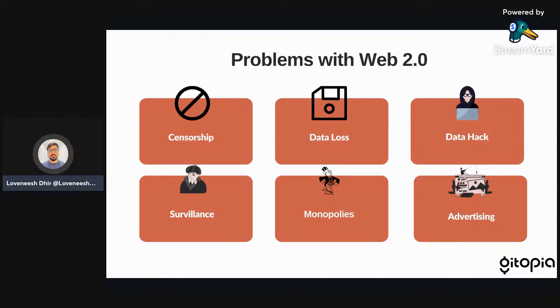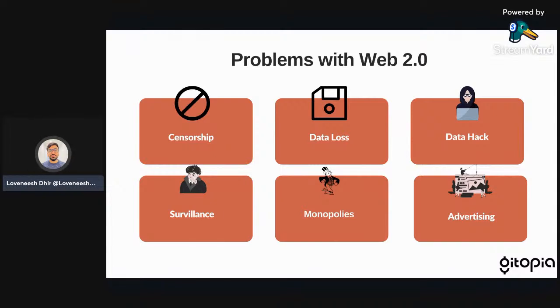So, discussing the data hack thing. Web 2 is very likely to be vulnerable to attacks. So there is a single point of failure. For example, if someone attacks a website through a DDoS attack to take the website down, all they have to do is attack the website that they want to hack itself.